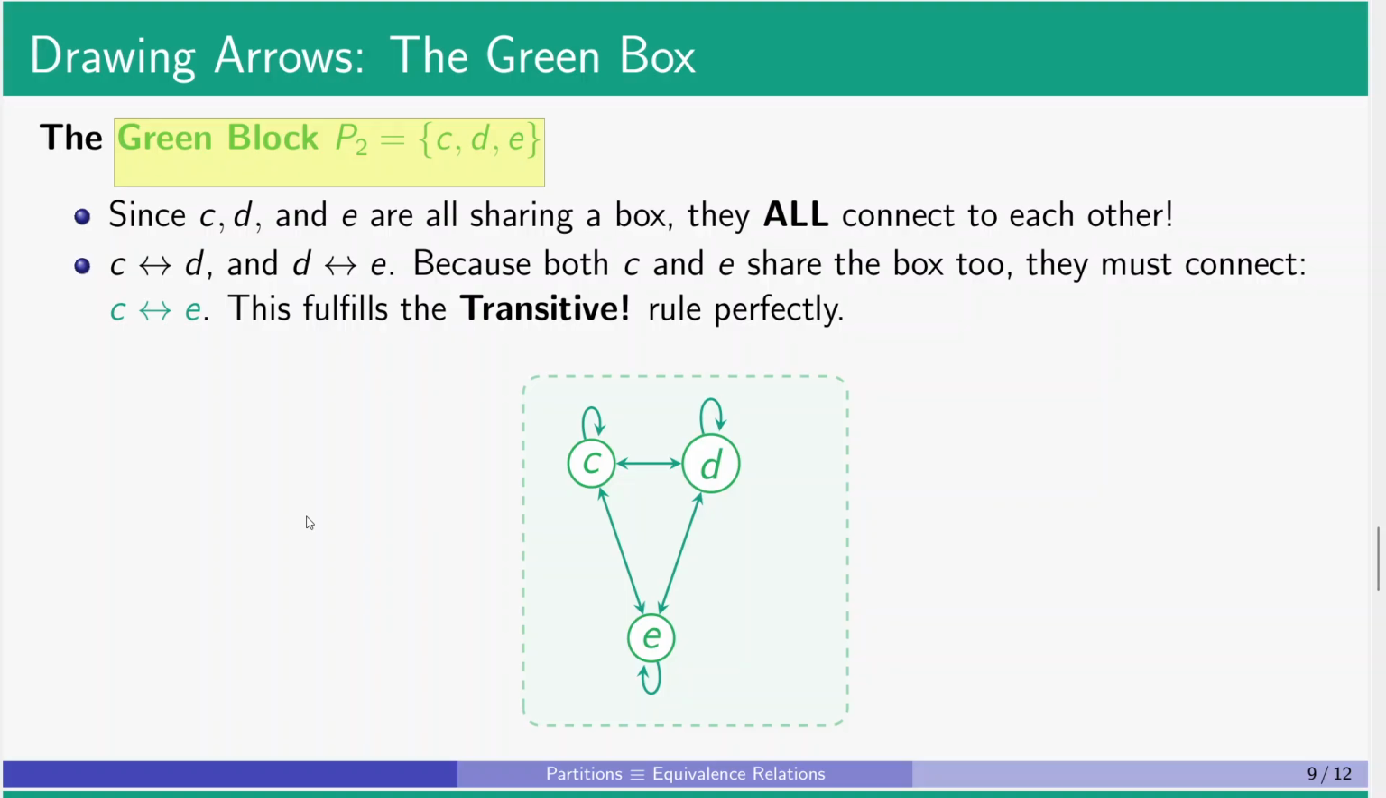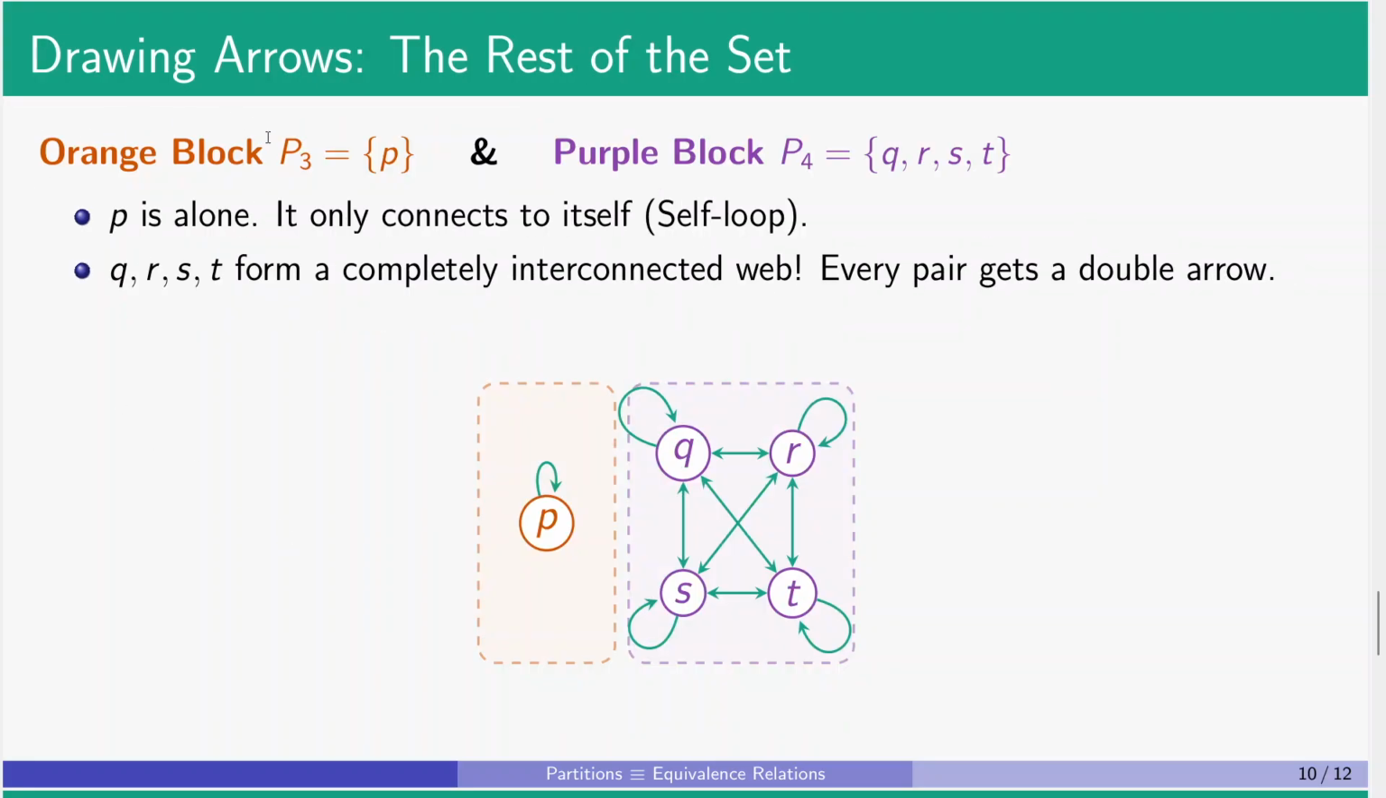Let us look at the orange block and the purple block together. The orange block, P3, contains just a single element. Poor P is all alone. When we apply our rule to P, we ask, who else is in the same box as P? Nobody. There is nobody else to connect to. So P only gets its self-loop. Just one element, one self-loop, and that is perfectly valid. A single element block is completely fine. It just means that P is not equivalent to anyone except itself.